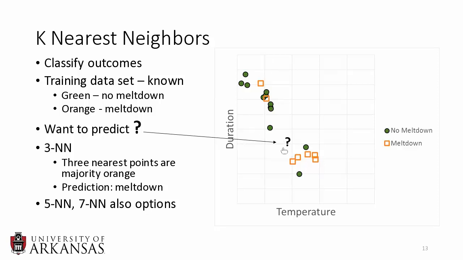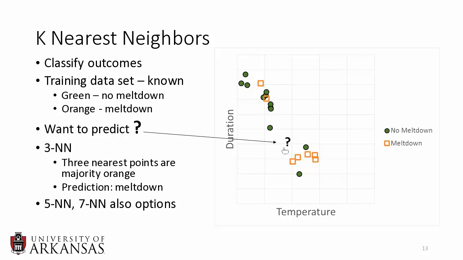Well, if we were to use a 3 nearest neighbors algorithm, what we do is we say, here's our data point of interest. Let's look at his 3 nearest neighbors. Well, the 3 data points closest to him are probably 1, 2, 3. So of these 3 nearest guys, 2 of them are orange, 1 of them is green. So we just take a vote of the 3 nearest neighbors. They're voting for orange. So in that case, we predict he's also going to be orange, which is a meltdown. So we say, if you're going to run your machine under these conditions, this temperature and this duration, we think it's going to melt.